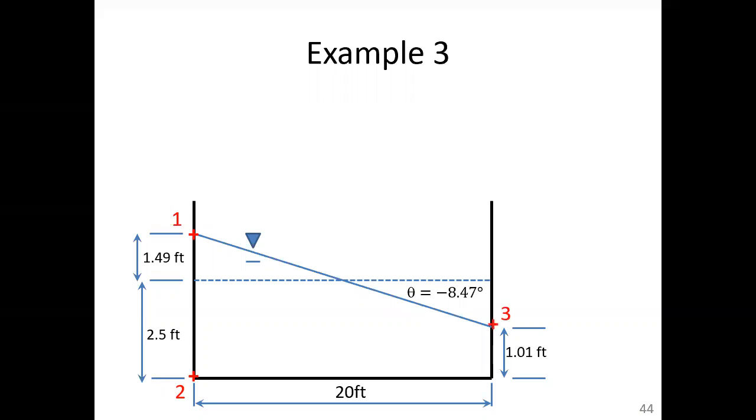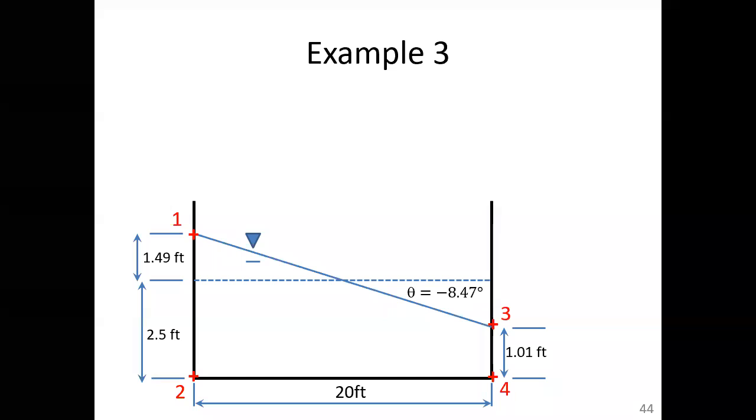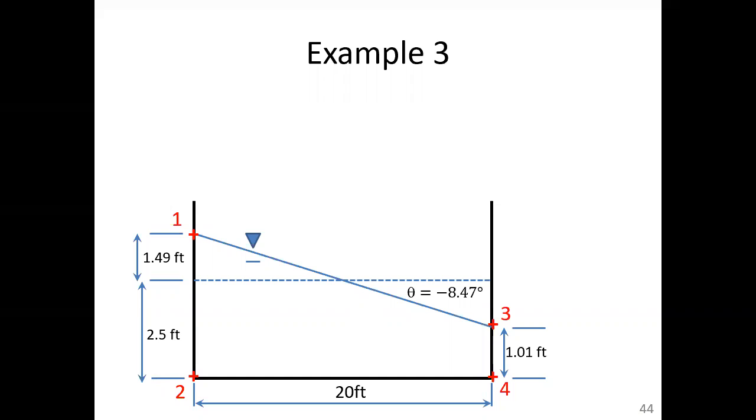We could move over to the right-hand side. We know the pressure at point 3. Again, it's still a free surface, even though it's sloped. And we could calculate 4. So before, with fluid statics and manometers, we could go from the free surface, for example, to any other point. And we could calculate the pressure at point 2 if we knew the pressure at point 1.